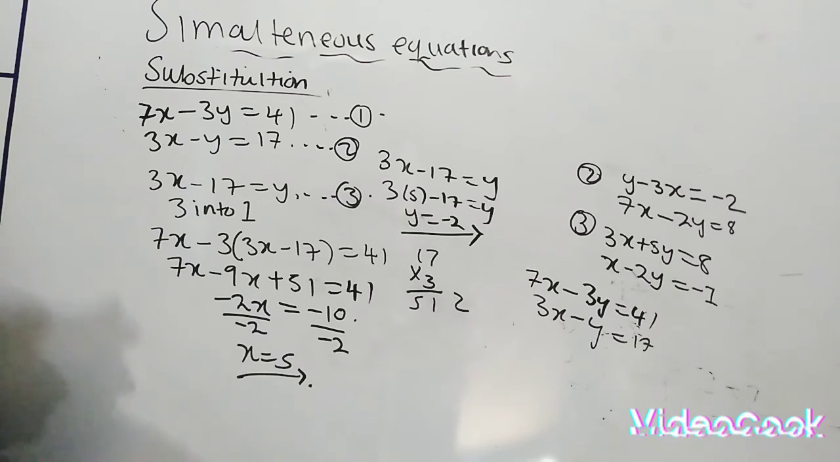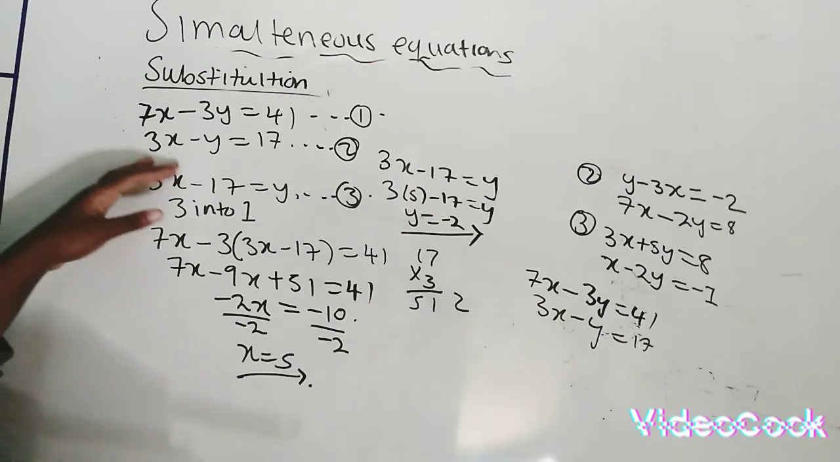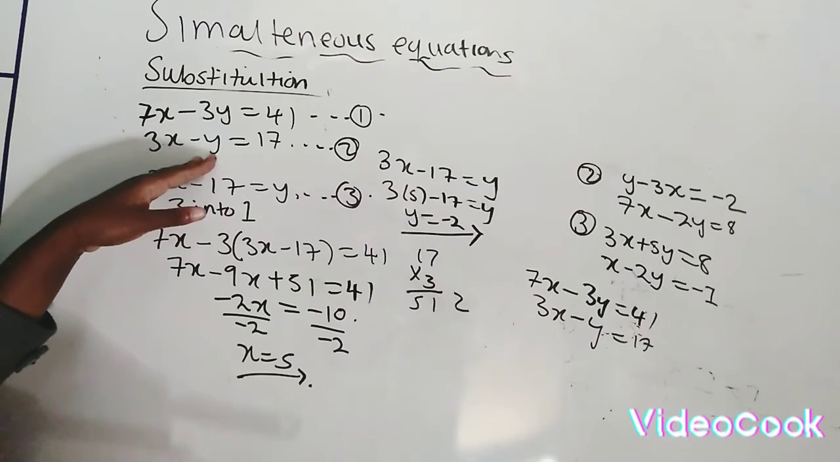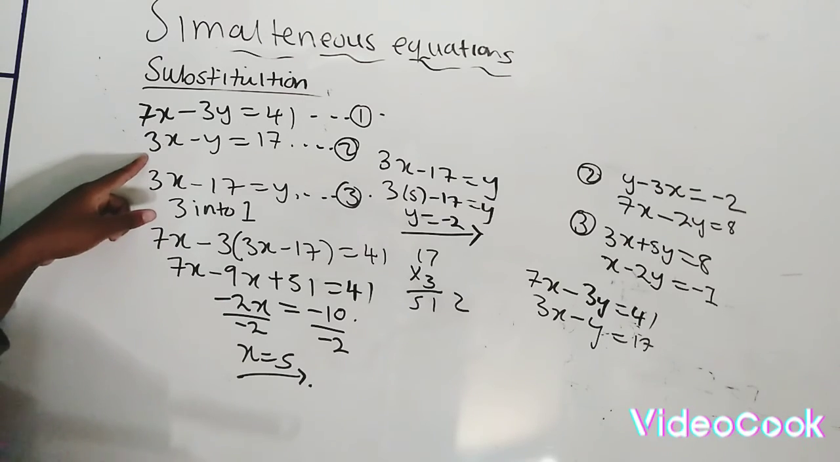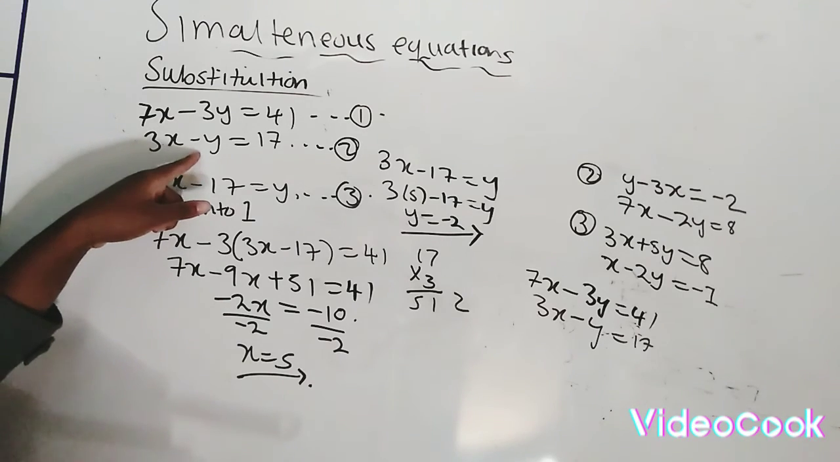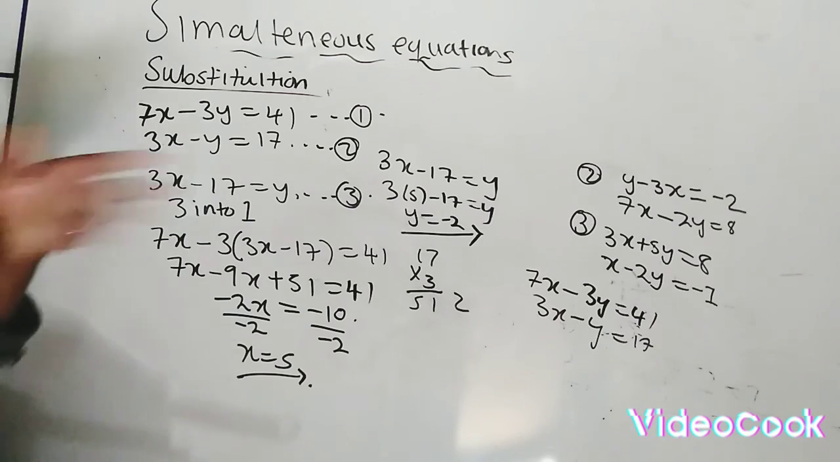But then let's check our answer. Are we correct? Let's try with equation 2. 3 times x is a 15. 15 minus 3 times 5 is a 15. 15 minus 2. A minus and a minus will give us a plus. So it's going to be 15 plus 2, that is 17.